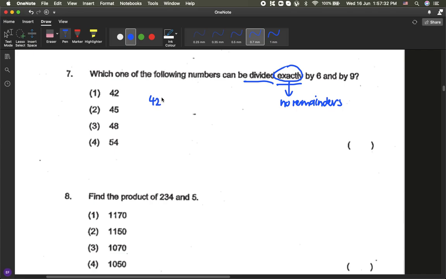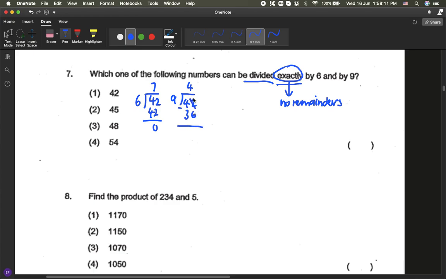42 divided by 6 is equals to 7. So this gives us an exact number. So 42 can be divided by 6 exactly. But what about 9? Can 42 be divided by 9 exactly? Now, the nearest number that we can get to 42 is multiplying 9 by 4, and we get 36.